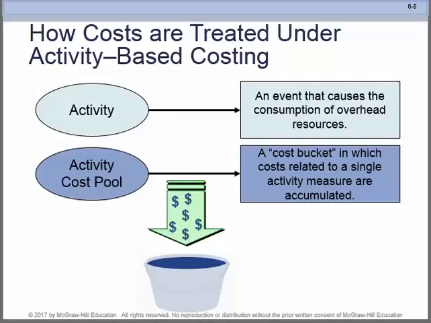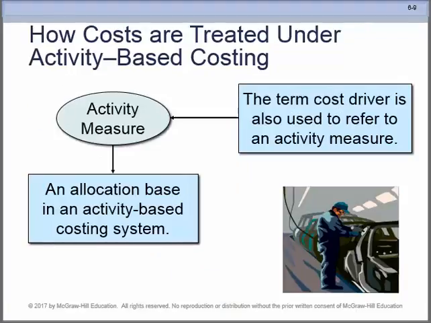So let me give you a couple of definitions that we need to know here. An activity is any event that causes the consumption of overhead resources. An activity cost pool, kind of like this picture, is a bucket in which the costs are accumulated that relate to a single activity measure in an ABC system. An activity measure is an allocation base in an ABC system. And you've heard me say it before, but now we're really going to start seeing it, the term cost driver. It's used to refer to an activity measure.